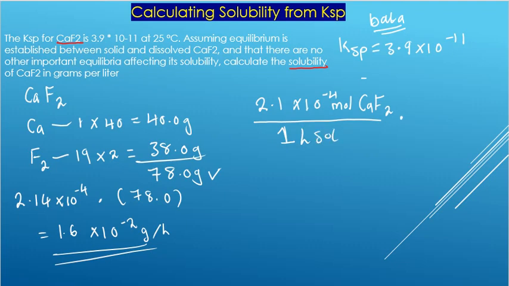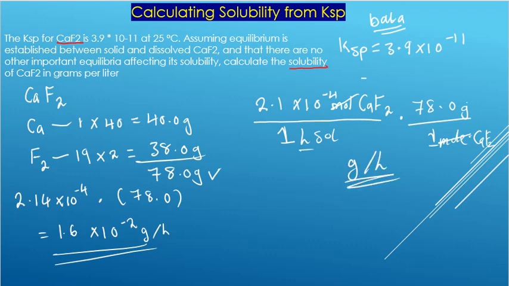Then of course you are going to multiply everything by 78.0 grams of this particular compound over one mole of calcium fluorine, and of course these moles and these moles are going to cancel, and you are only going to remain with the liter and the grams. That is why your units are going to be grams per liter. Okay, so this is how you solve this particular question. This is your final answer.